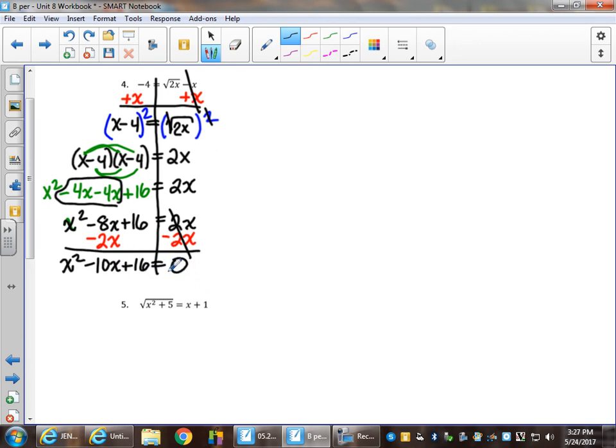So I'm looking for two numbers that multiply to a positive 16 and add to negative 10. So my first thought is 8 and 2. Remember, if C is positive, both factors are positive or both are negative, which is what we need to add to a negative 10x. So I get x minus 8 times x minus 2 equals 0. And from these factors, we get x equals 8, and then x equals 2.